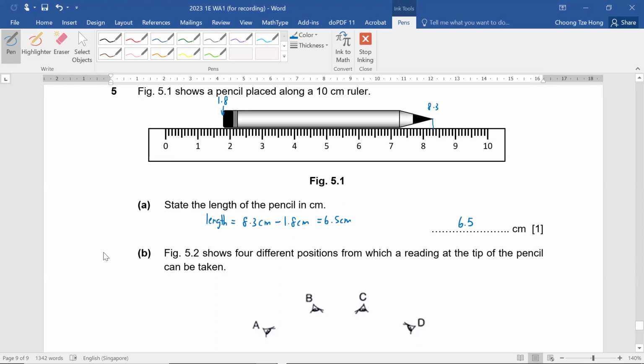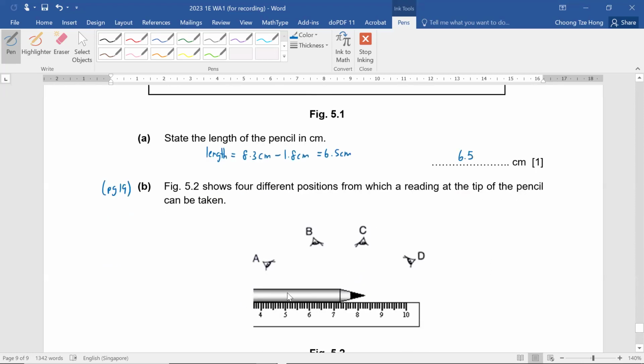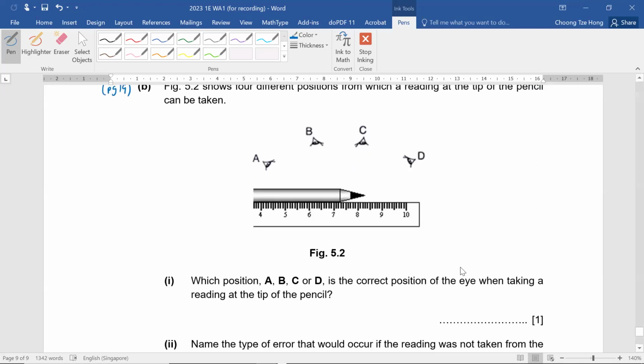Okay, over here we have page 19. For the next part, talking about the parallax error, do refer to page 19 of your textbook to read more about this. Which position A, B, C, or D is the correct position of the eye when taking a reading at the tip of the pencil? Actually, just now I already told you the answer.